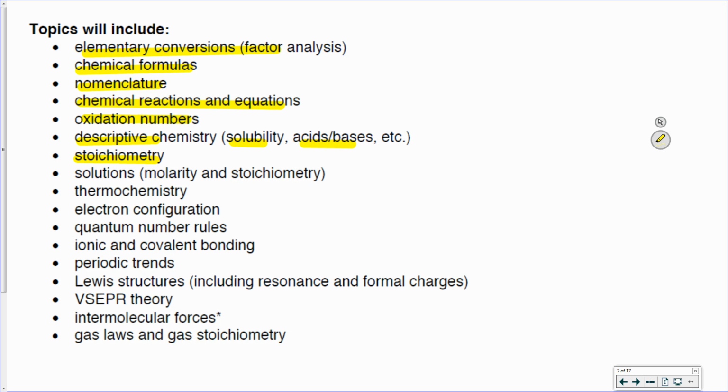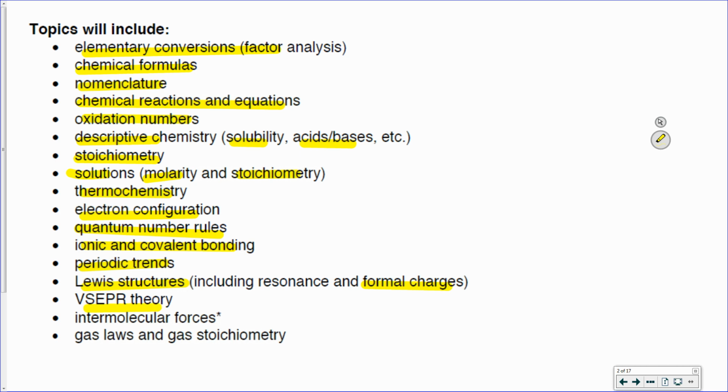So all the things we've talked about. In solutions, molarity and stoichiometry. Thermal chemistry, something like calculating the heat: specific heat, mass, change in temperature. Electron configuration, the quantum number rules we just got through talking about. The bonding we talked about in this chapter, ionic and covalent bonding. The periodic trends: ionization energies, electron affinities, the size of ions, the size of atoms, and anything else that we talked about in those trends. The thing that we just talked about at the end of this chapter, Lewis structures, being able to predict those, how to calculate formal charges, VSEPR theory.